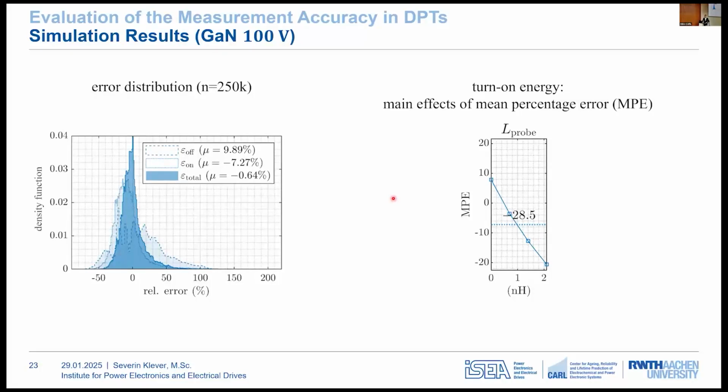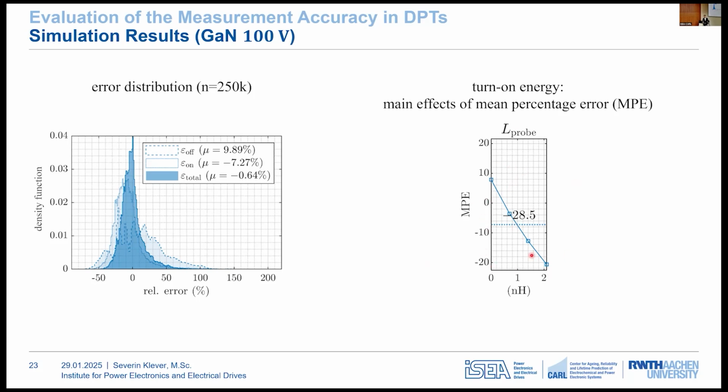Today, I will focus on the results for the 100-volt GaN device, as this is the most error-prone device because of the fastest switching speed among the 4 tested devices. You can see the total error, which is broadly distributed, ranging up to plus minus 50%, which is extremely high. To assess the influence of the individual parameters, I analyzed their main effects on this measurement error. This involved grouping all simulations by a single parameter setting and calculating the mean percentage error for each group.